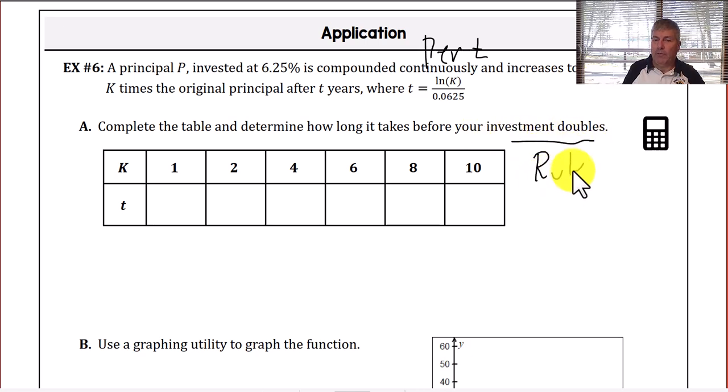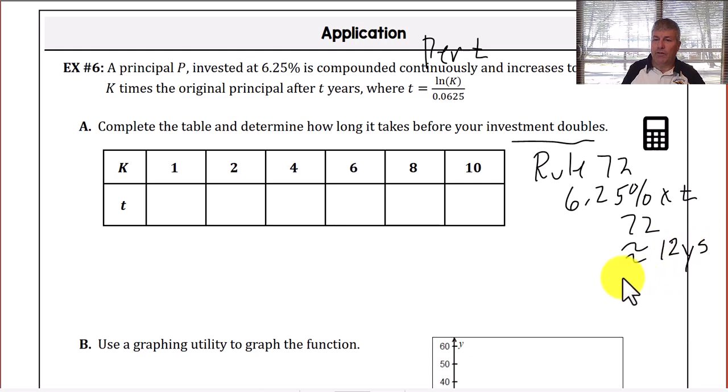Hopefully some of you guys are going, well, I can use the rule of 72, and 6.25% times some t equals 72. This is going to be probably less than 12 years to do that. So hopefully we come up with something a little less than 12 here. But we'll go ahead and use our calculator. We'll put K values of 1 and 2 and 4 and 6 and 8 in our calculator and see what we get.